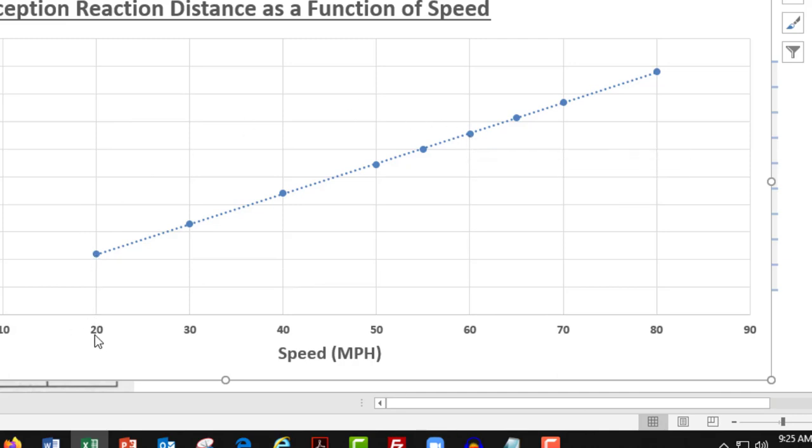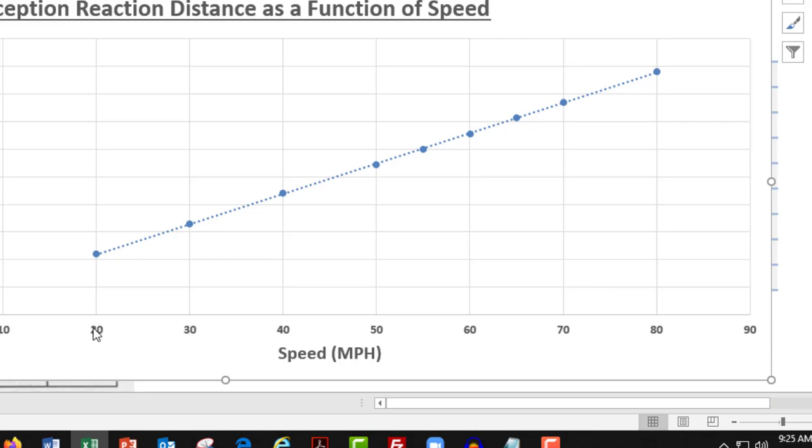If you quadruple, same thing. If you quadruple your speed, you're going to quadruple your perception distance. It also divides down. You could increase by 50%. So if you go from 20 to 30, you're going to increase by 50% here, from 44 to 66. As a matter of fact, you can scale it all the way down.